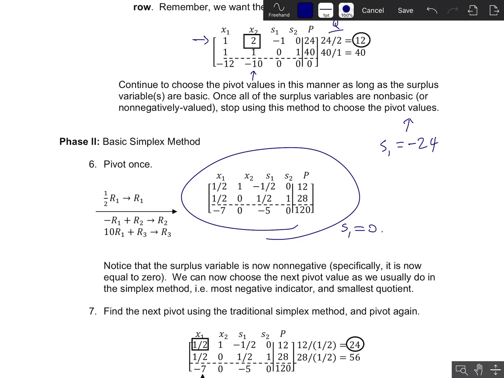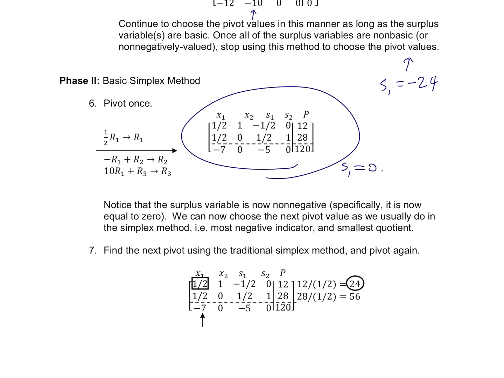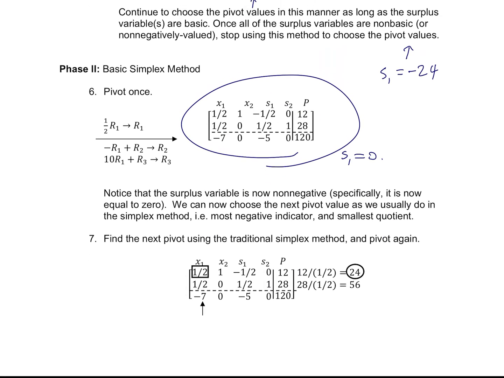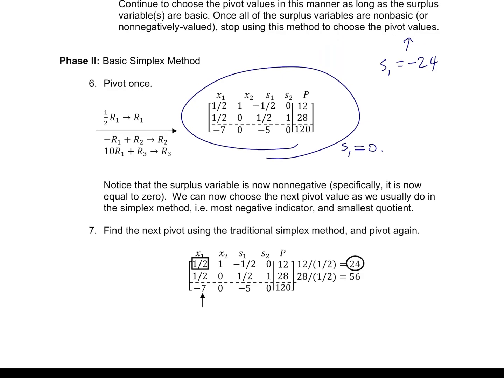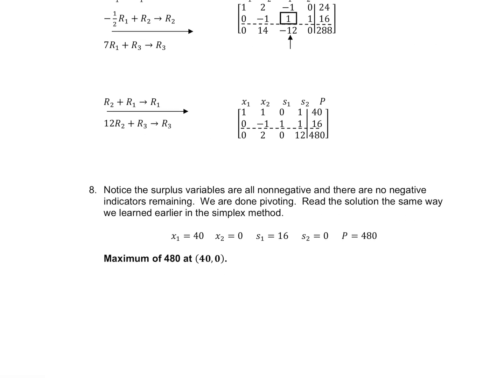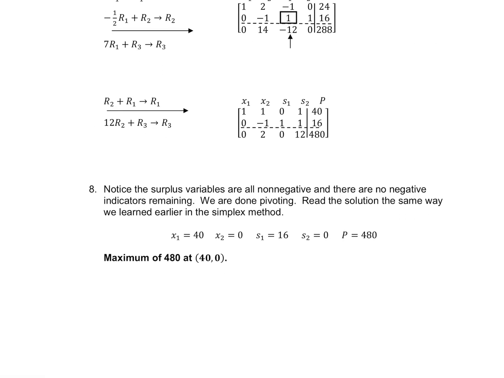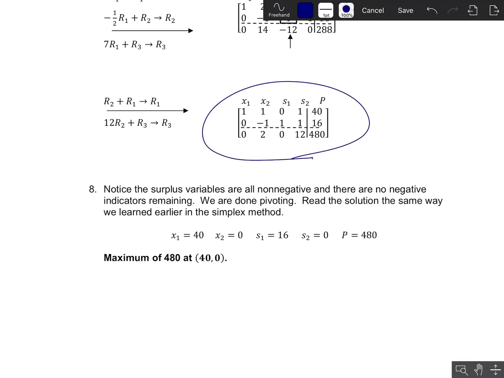So because S1 is equal to 0, we are ready to proceed with the ordinary simplex method. And I'm not going to go through these steps again. This is just the ordinary simplex method that we've been using. So you look for the largest negative indicator. That's the one that you focus on. That gives you your pivot column. To find the pivot row, you compute the quotients, and then you pivot until you're done with all of your negative indicators. Once all of the negative indicators are gone, you can just read off the solution from your final simplex tableau. It would give you this solution.